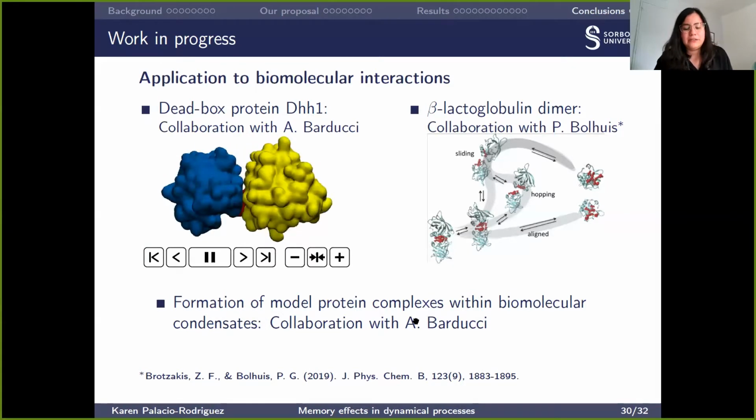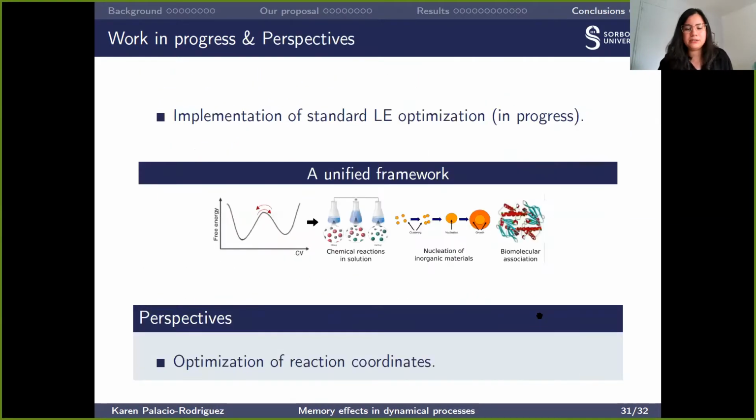And also we want to study different protein complexes in biomolecular condensates. We are also now working on the implementation of the standard Langevin equation, which is work in progress. And as we only need the transition path sampling trajectories, we could think of applying this methodology to the same applications that people use for transition path sampling, like chemical reactions in solution, nucleation of inorganic materials, and so on. An interesting perspective or idea that we have is to use this methodology for the optimization of reaction coordinates, which, if you are interested, you can ask me and I will be happy to explain.